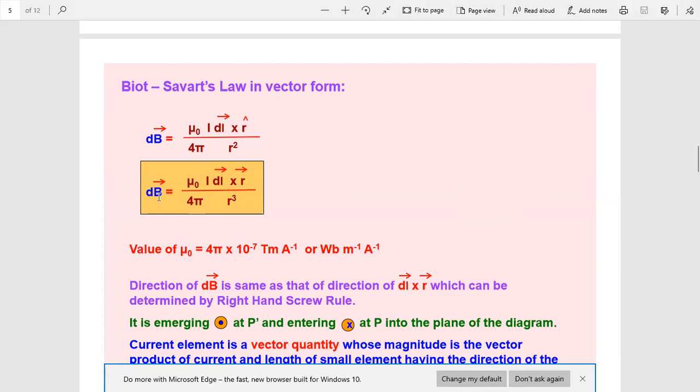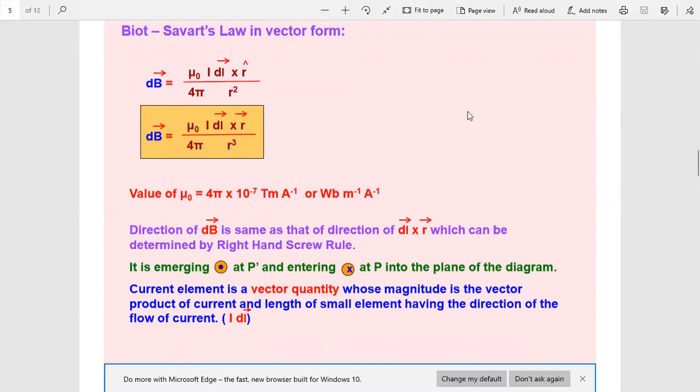Now we place the position vector r in place of the unit vector. You know that the unit vector r cap equals vector r divided by the magnitude of vector r. That is, vector r cap equals vector r divided by mod of vector r.